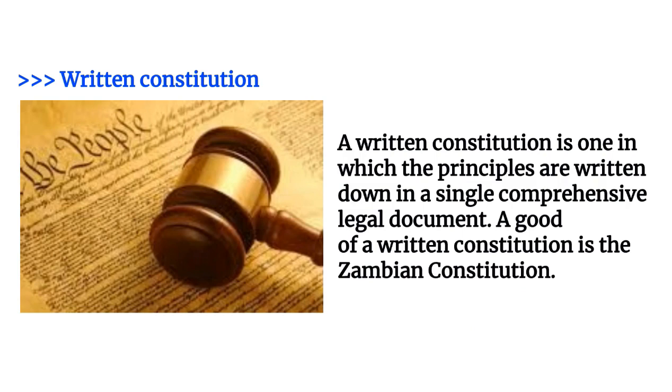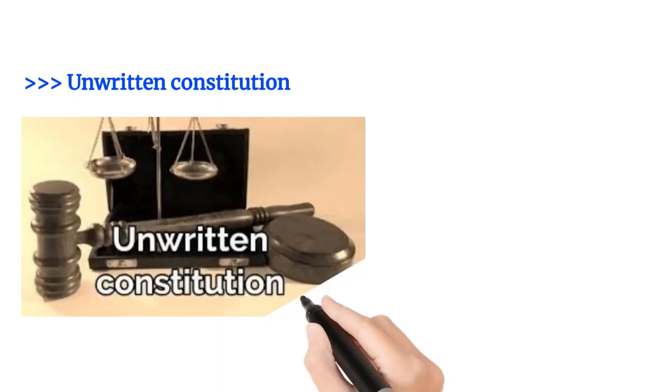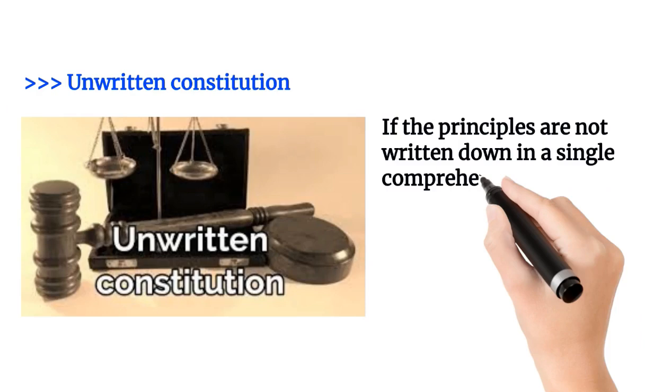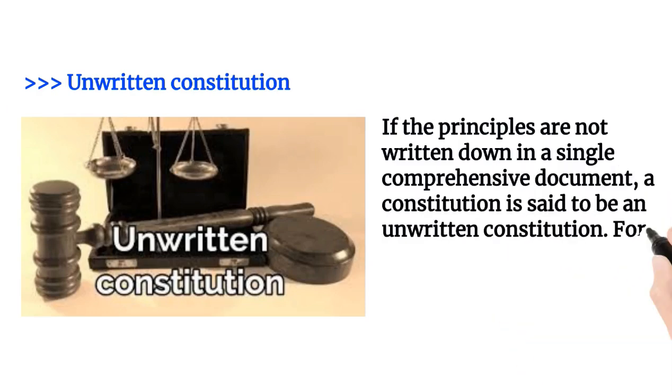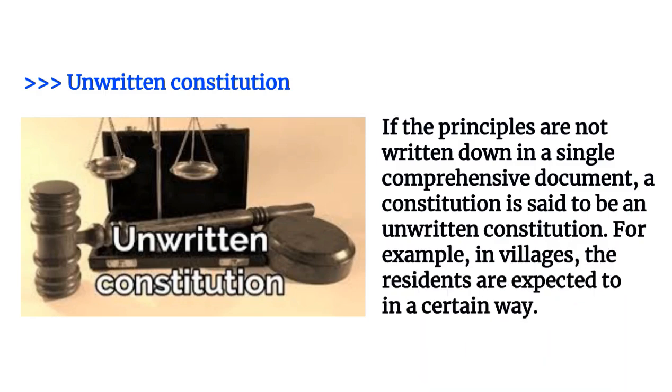The second type of constitution is the unwritten constitution. If the principles are not written down in a single comprehensive document, a constitution is said to be an unwritten constitution. For example, in villages, the residents are expected to behave in a certain way.